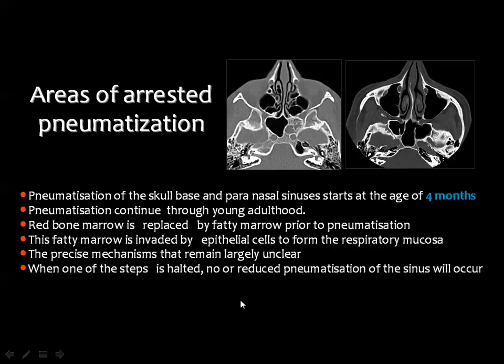This area on CT can be easily diagnosed, but on MRI it may be mistaken for a tumor. Pneumatization of the skull base and the paranasal sinuses starts at the age of 4 months and continues to young adulthood. First, the red bone marrow is replaced by fatty marrow before pneumatization. Then the fatty marrow is invaded by epithelial cells from the respiratory mucosa and then pneumatization occurs.